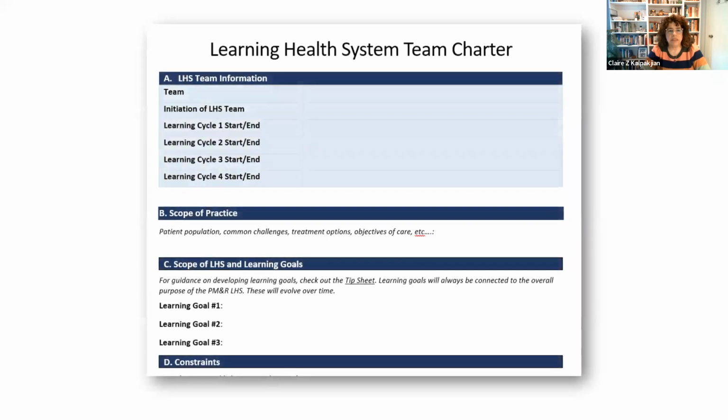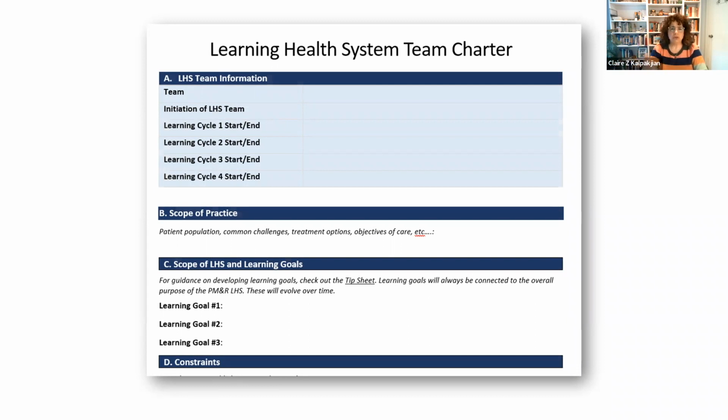So the first thing we create is a team charter. And this helps us identify who's the team, when the team began, when learning cycles. So you can see here in the upper box, there's a reference to multiple learning cycles. These are attached to learning goals. Those are articulated in section C. So I showed you some examples of that. And the reason for this is we expect there's going to be multiple cycles of learning. It's not going to stop at one question.